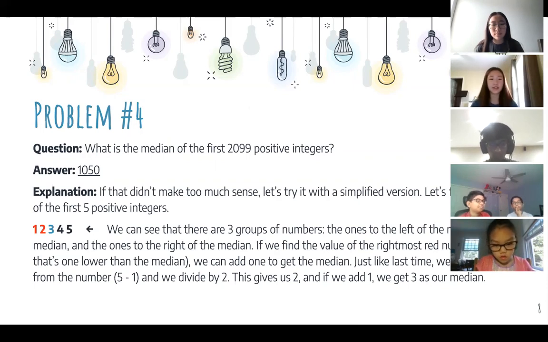So just like last time in the actual question, we can subtract 1 from the number they give us in the problem, so 5 minus 1, and then we divide by 2. So that gives us 2, and then if we add 1, we get 3 as our median.